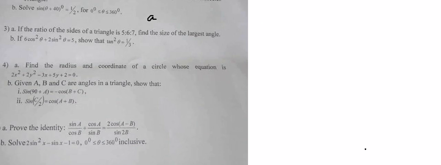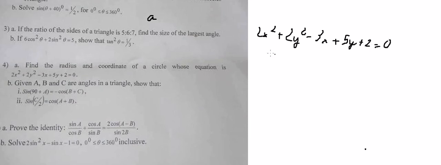Question number 4. Find the radius and coordinate of the circle. We have 2x squared plus 2y squared minus 3x plus 5y plus 2 equal to number 0. So we divide both sides with number 2.